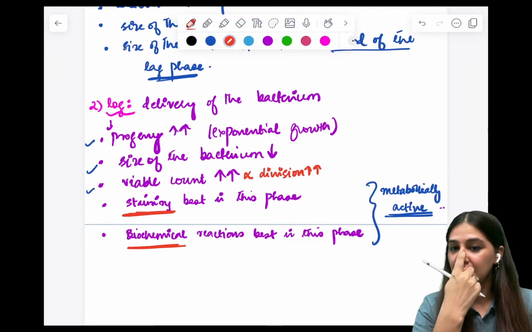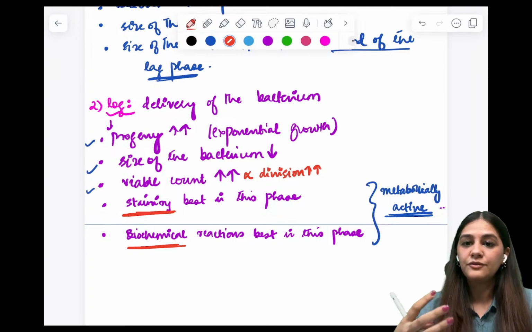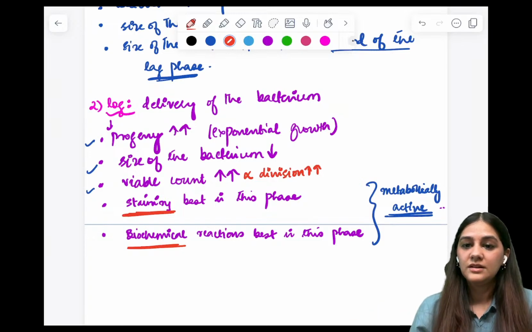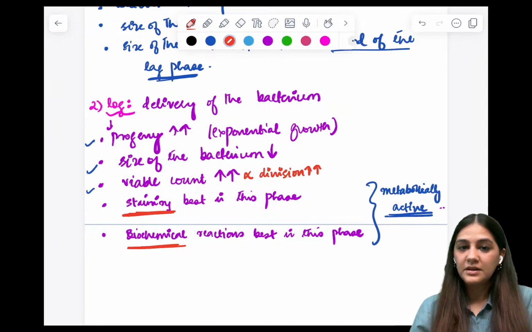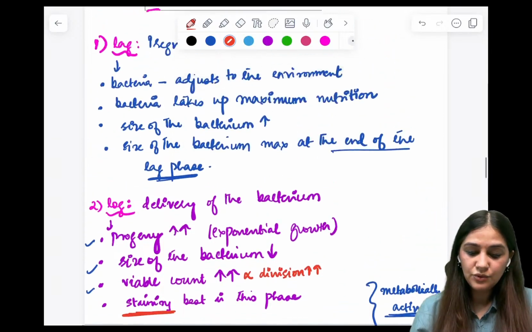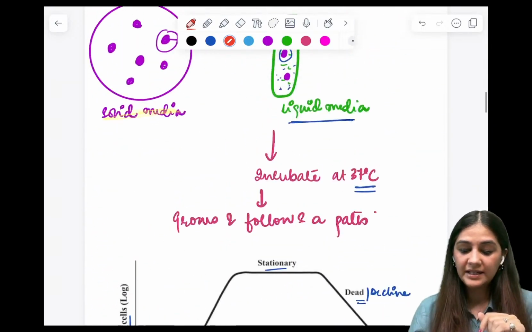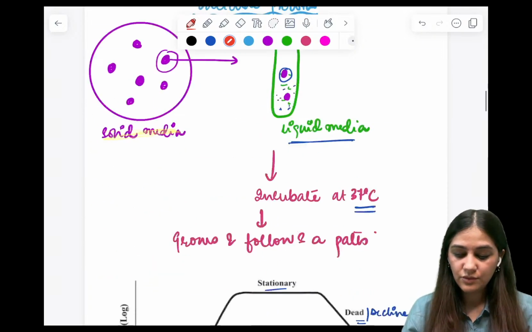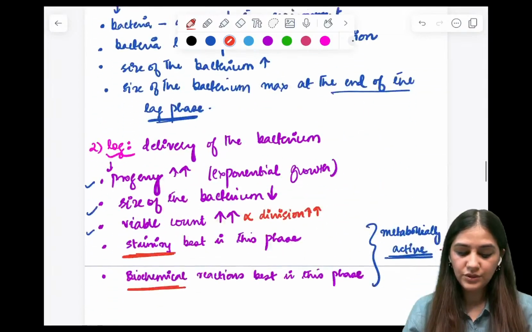Favorable conditions meaning, like for a human also, if you're getting good nutrition, you're getting good air, everything is a favorable condition, right? So that is what I mean by favorable condition here. That is what I'm providing to the bacterium in this particular media, because I want to see the growth of the bacteria also, right? So coming back to the log phase.